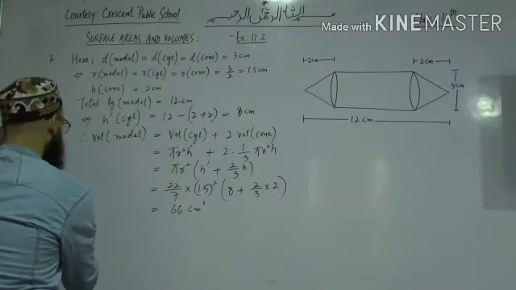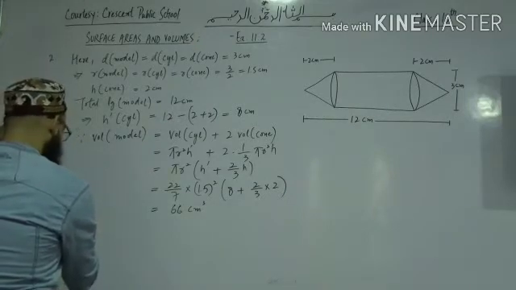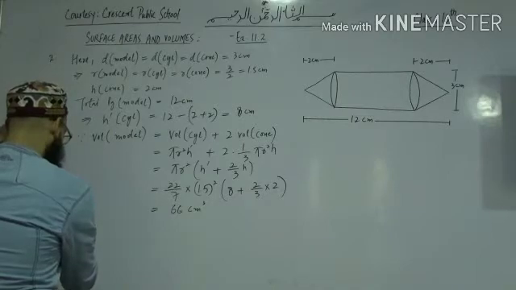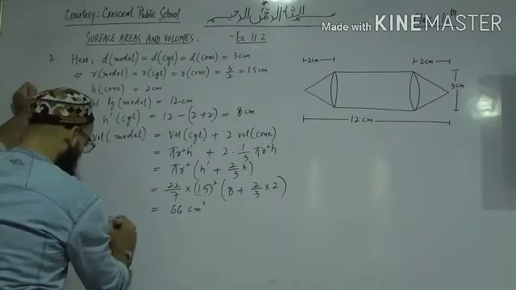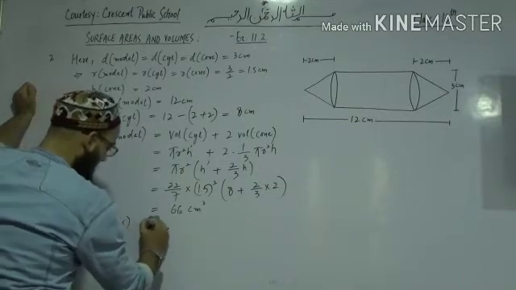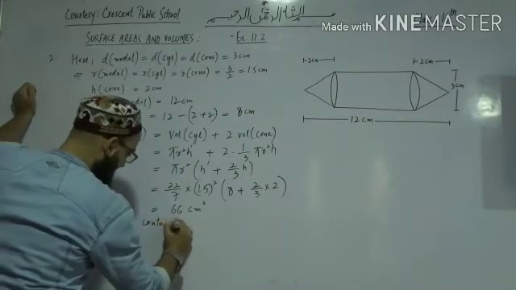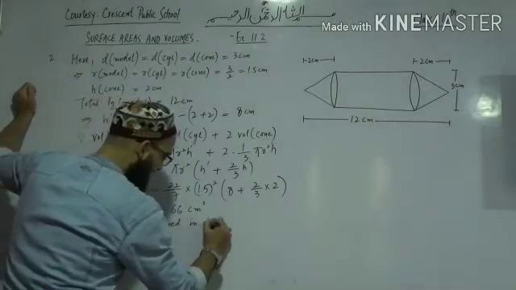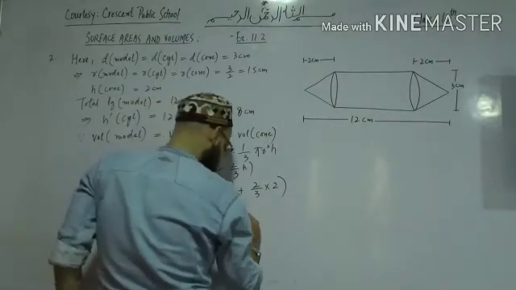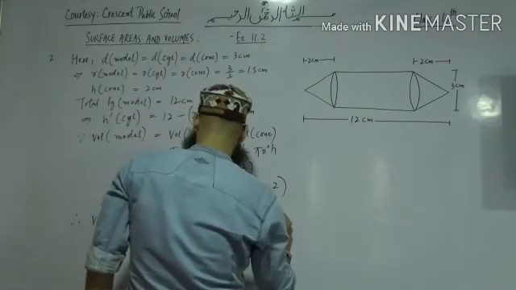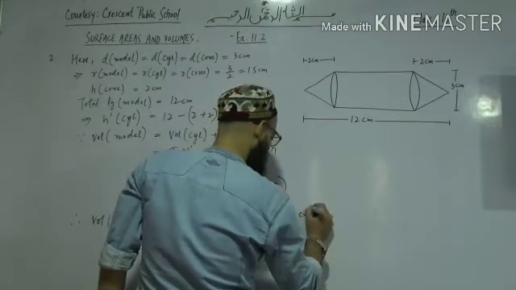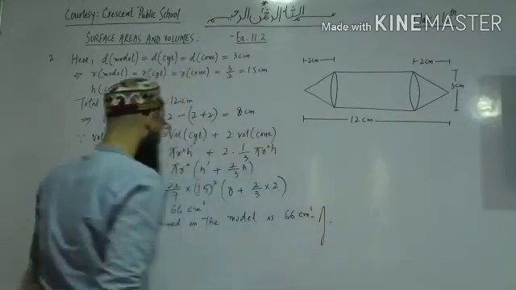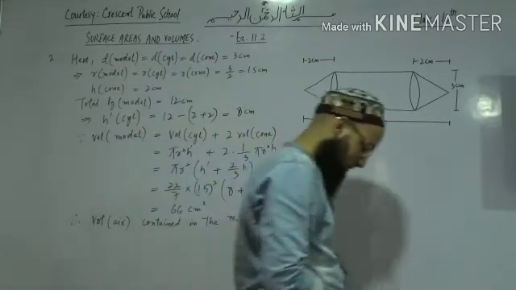Therefore, volume of air contained in the model is 66 cubic centimeter, and that's your answer. Make a note.